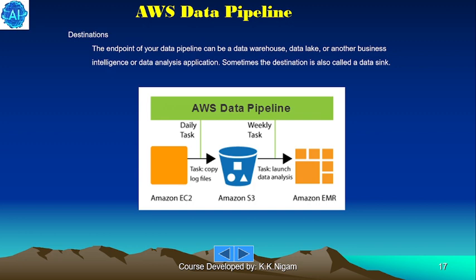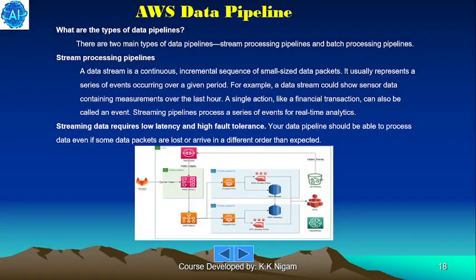Destinations. The endpoint of your data pipeline can be a data warehouse, data lake, or another business intelligence or data analysis application. Sometimes the destination is also called a data sink. What are the types of data pipelines? There are two main types of data pipelines: stream processing pipelines and batch processing pipelines. Let's discuss them one by one.